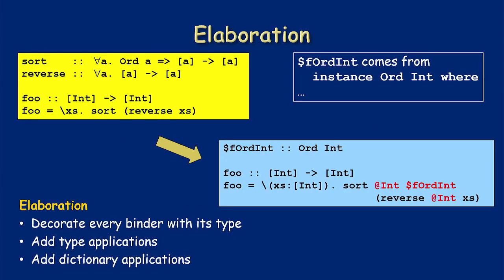Now, the second thing we're going to do as we go is we're going to elaborate the program. What does that mean? The type checker, as well as rejecting the program if it's bad, will also produce a new elaborated program as its result. So what does the elaborated program do? It makes explicit the type instantiations and applications that go on.